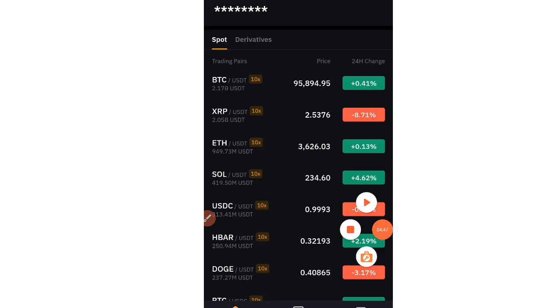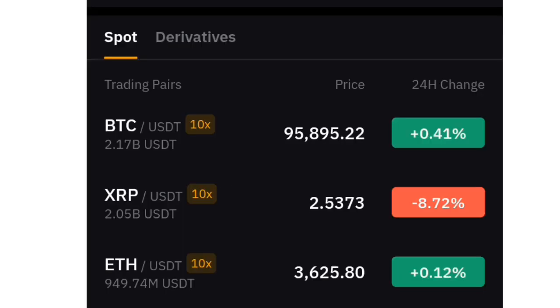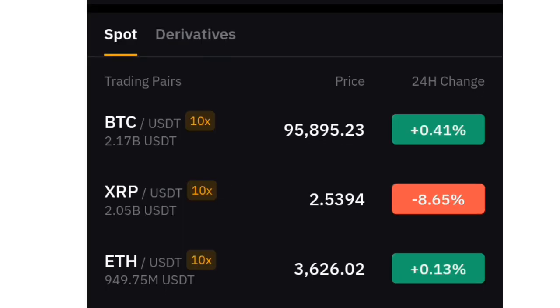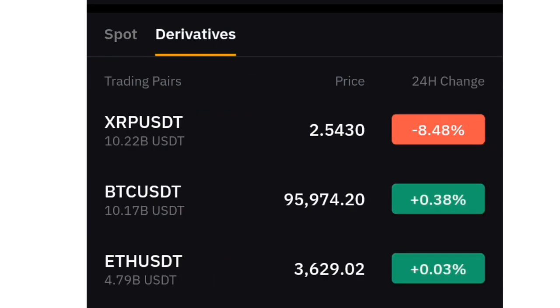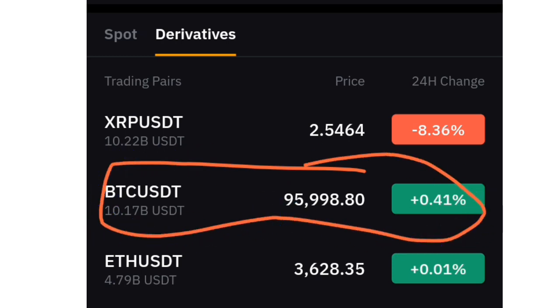And then wait for it to load. We are here on demo and you can see all the coins listed. All these coins you are seeing are under spot. So you come to derivative, you can see the coins. So let's say you want to trade BTC USDT. You have to click on BTC USDT.